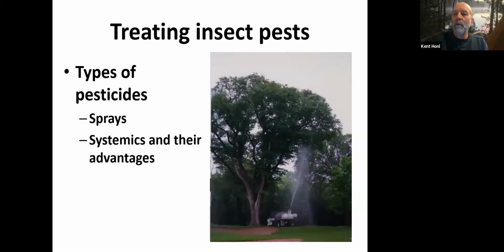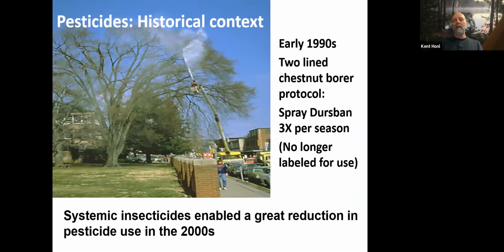So now if we shift our focus over to the insect pests, there's a couple different categories of pesticides we'll look at, like sprays, and then there's systemics, which have quite a few advantages. With some historical context, going back to the early 1990s, if we had twolined chestnut borer in an oak, for example, what that required was spraying Dursban on it 3 times per season in the summer. And Dursban is something that you can't even have anymore. It's no longer labeled for use. But in the early 2000s, systemic insecticides came on the scene and enabled us to greatly reduce our pesticide use.